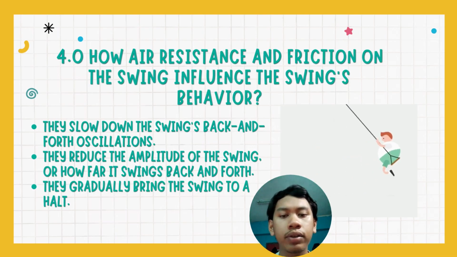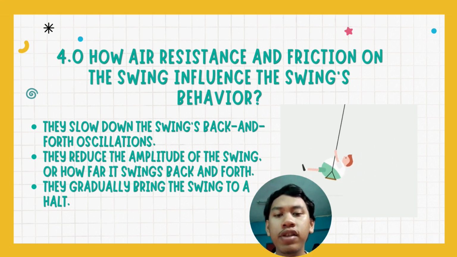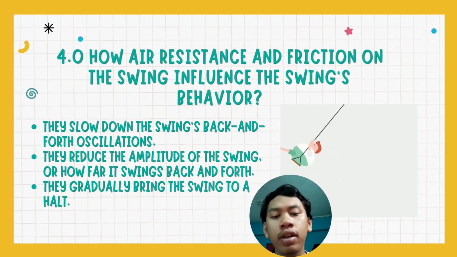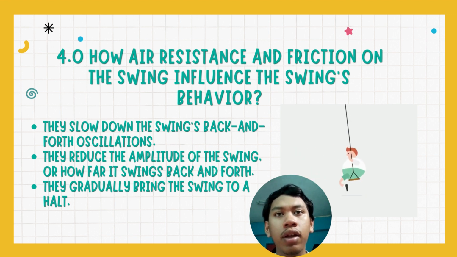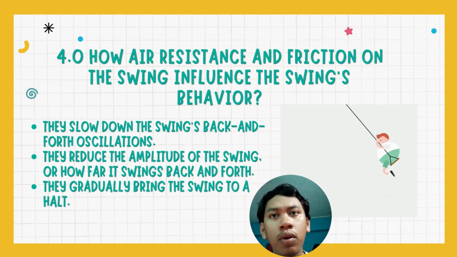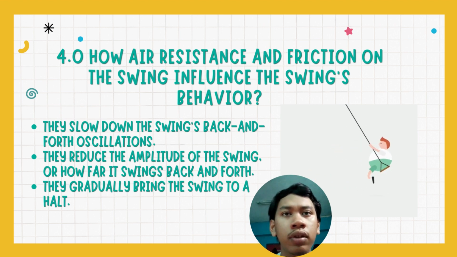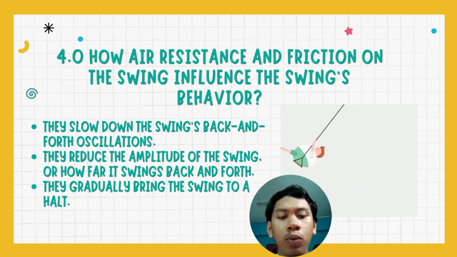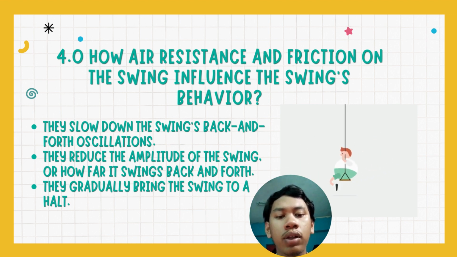Hello, welcome back. So now I want to present how resistance and friction on the swing influence the swing's behavior. So what is resistance? Conservation of energy states that energy can neither be created nor destroyed. Rather, it can only be transferred from one form to another. So this means that the swing will become slower whenever any force is acting on the swing.